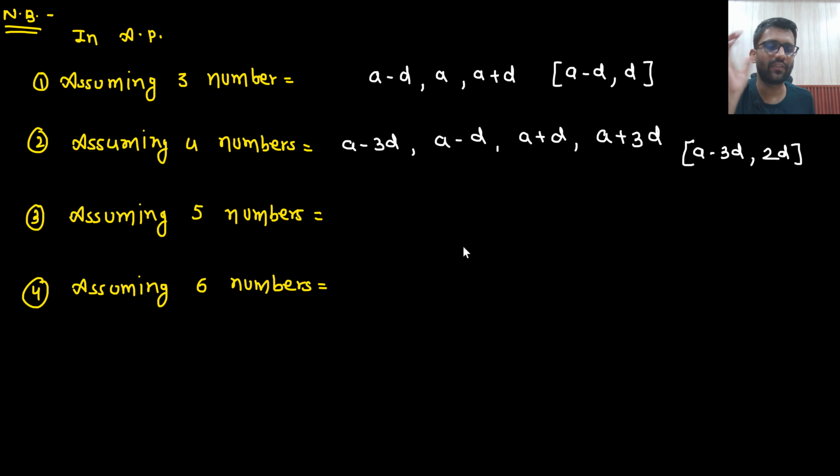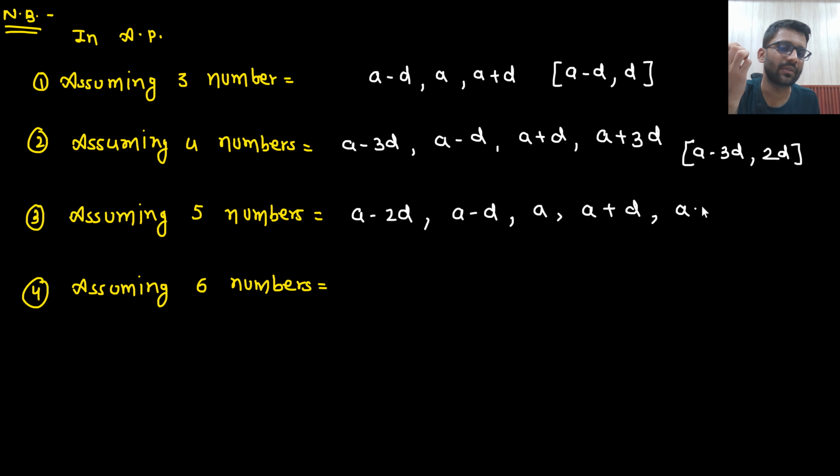If I need to assume 5 numbers, how will I assume? Simply a minus 2d, a minus d, a, a plus d and a plus 2d. Because in 5 I can have a middle one, and in the middle I will put a. So a minus 2d, a minus d, a, a plus d, a plus 2d, with my first term being a minus 2d and common difference being d.